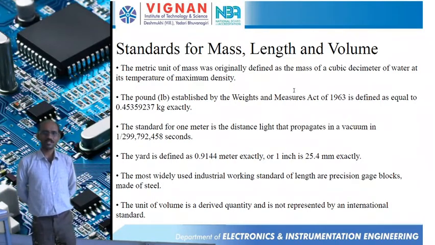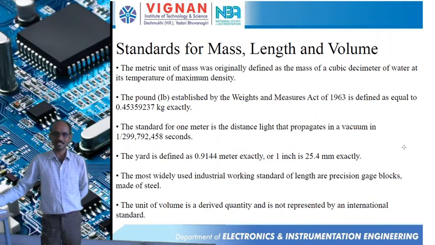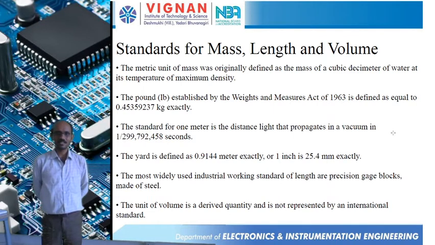Coming to standards for mass, length and volume. We discussed the physical and material representation of mass, that is kilogram. In some countries the unit for mass is taken as the pound. According to the Weights and Measures Act of 1963, the pound is equal to 0.4535923637 kilograms exactly.